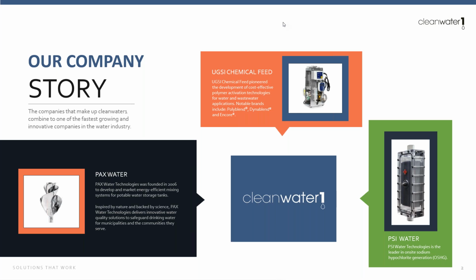We do a lot of other work these days as well at Clean Water One. We do on-site hypochlorite generation with the MicroChlor system. We do polymer activation with PolyBlend and DynaBlend. We do controls integration, and we have a fantastic panel shop, a more recent purchase, ICS Online. They're located out in Ripon, California, out in the Valley.